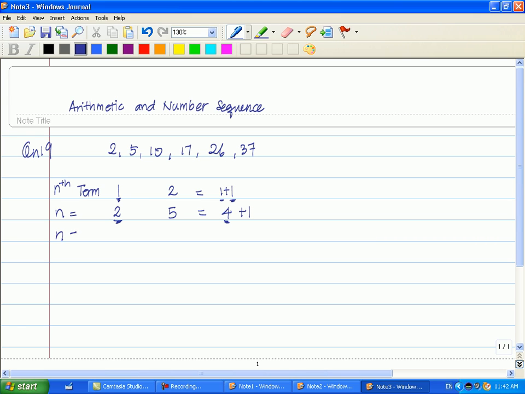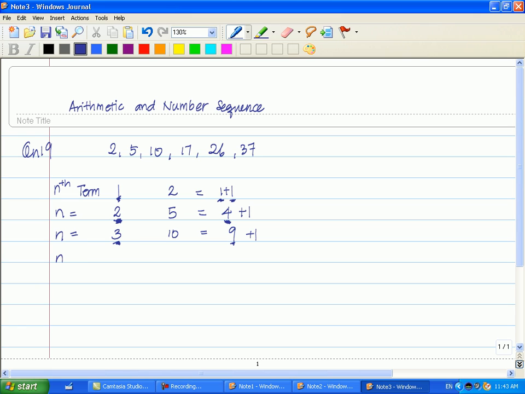Let's look at the third term to tell us more. When n equals 3, the third term is 10. If I want to continue with this same pattern, still something plus 1, what will I have for something plus 1? Oh, it's 9. Can you see a certain relationship now? When I have 1, 1 plus 1. When I have n equals 2, 4 plus 1. How is 4 related to 2?